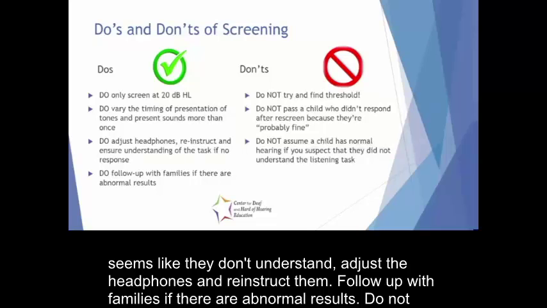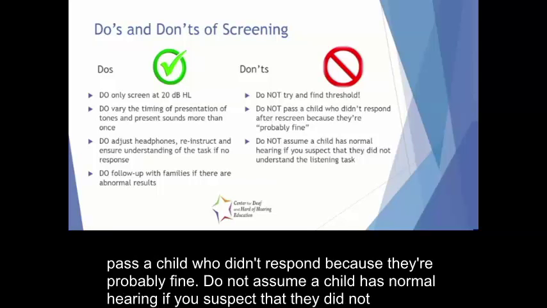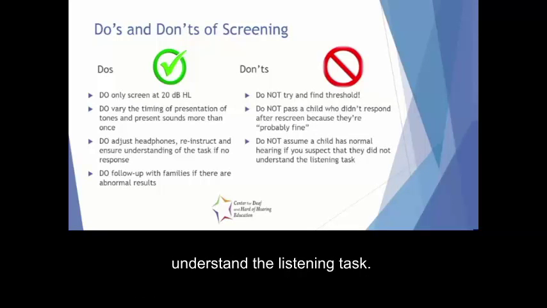Follow up with families if there are abnormal results. Do not pass a child who didn't respond because they're probably fine. Do not assume a child has normal hearing if you suspect that they did not understand the listening task.